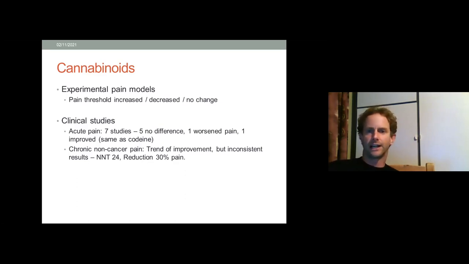And in chronic non-cancer pain, again, there was a trend that it improved pain, but on the whole, it was quite inconsistent. You needed to treat 24 patients with the drug to get a 30% reduction in pain, which is pretty poor.